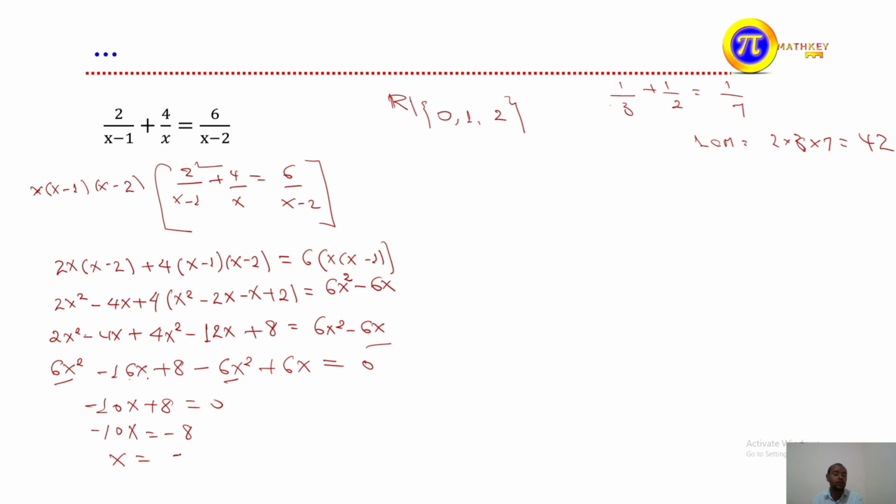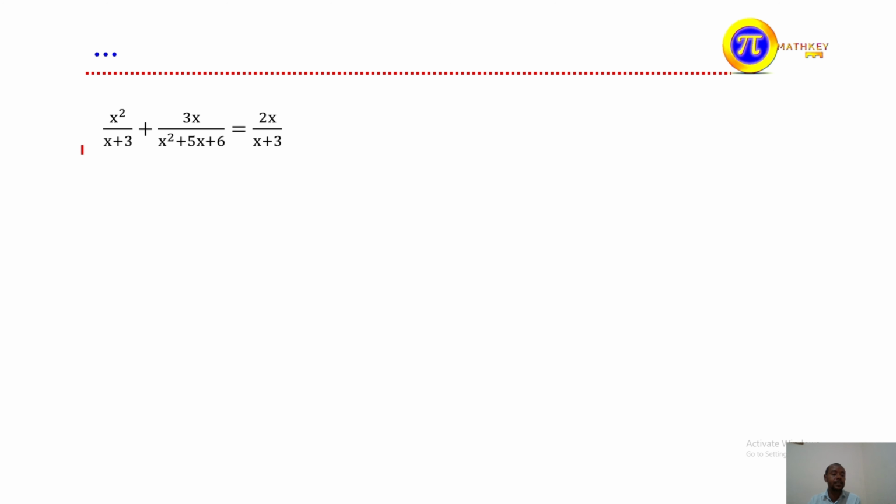x is equal to negative 8 divided by what? Negative 10. This means what? Negative cancels by negative. By 2, this one is what? 4. This is by 2 becomes what? That is 5. So, the solution set for this problem implies what? That means the set consists of 4 over 5. Let's consider the next example.